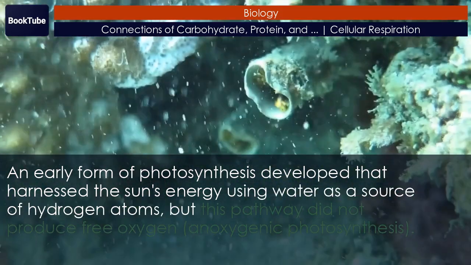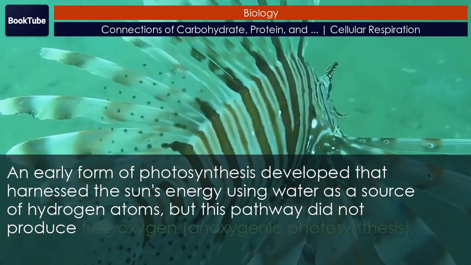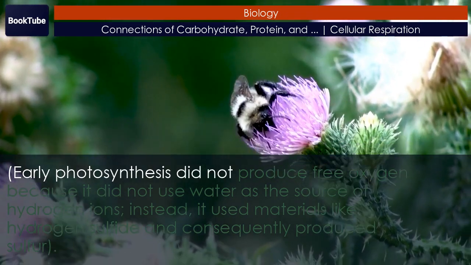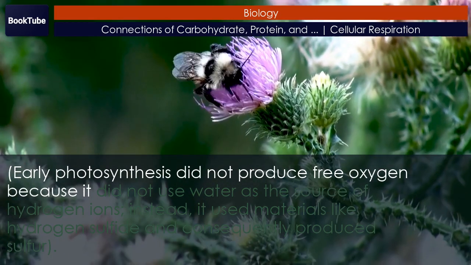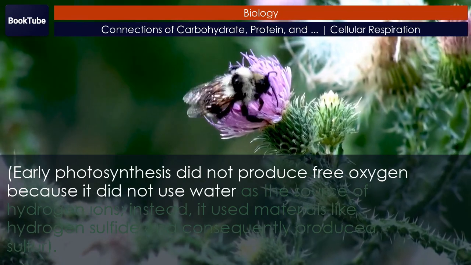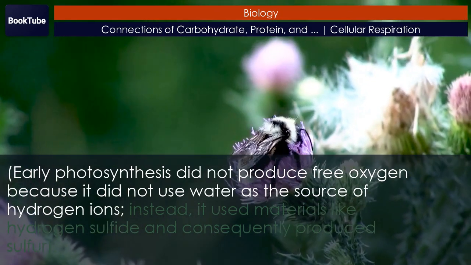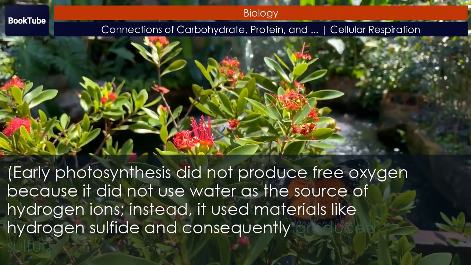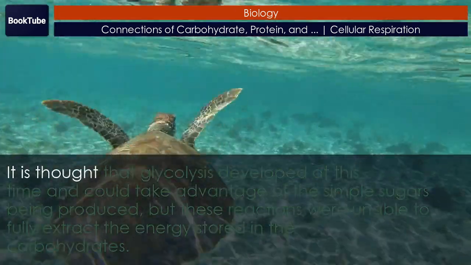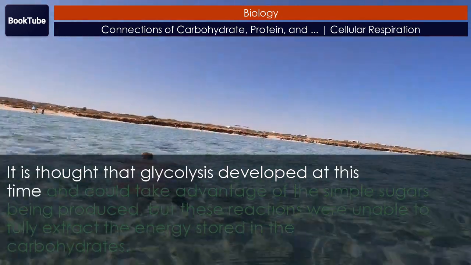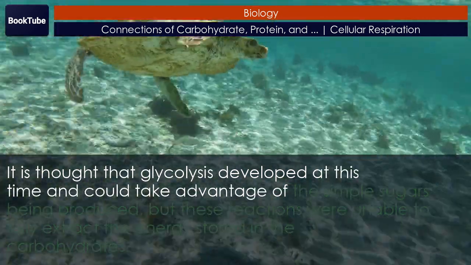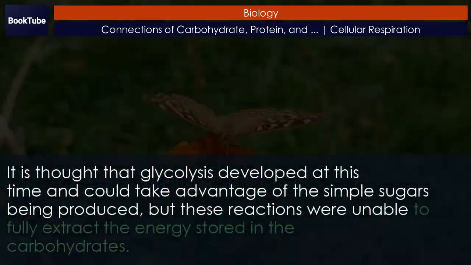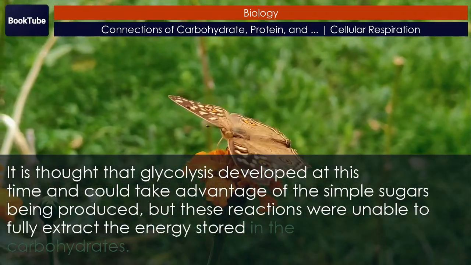But this pathway did not produce free oxygen. Anoxygenic photosynthesis. Early photosynthesis did not produce free oxygen because it did not use water as the source of hydrogen ions. Instead, it used materials like hydrogen sulfide and consequently produced sulfur. It is thought that glycolysis developed at this time and could take advantage of the simple sugars being produced. But these reactions were unable to fully extract the energy stored in the carbohydrates.